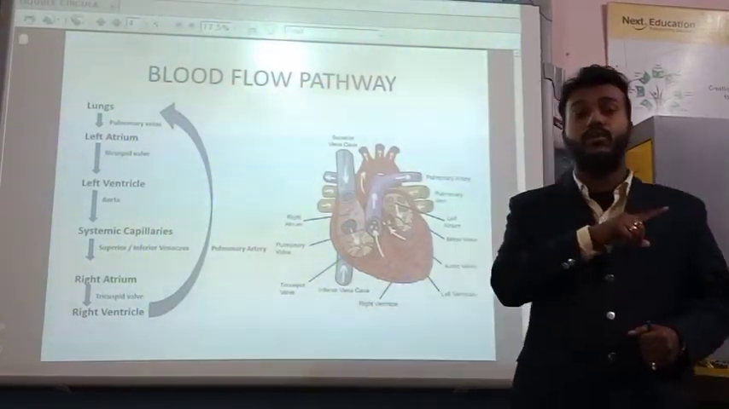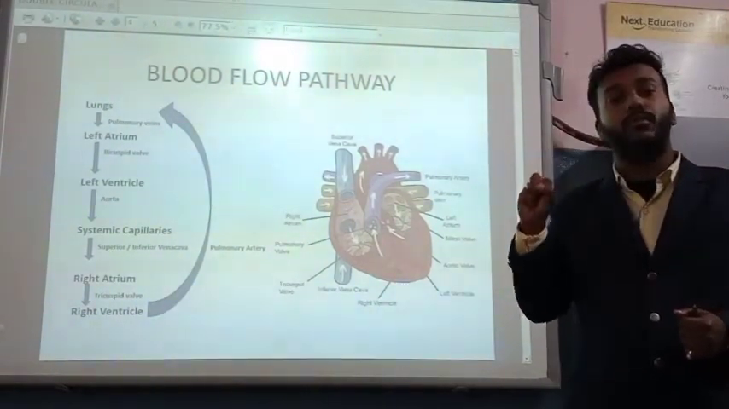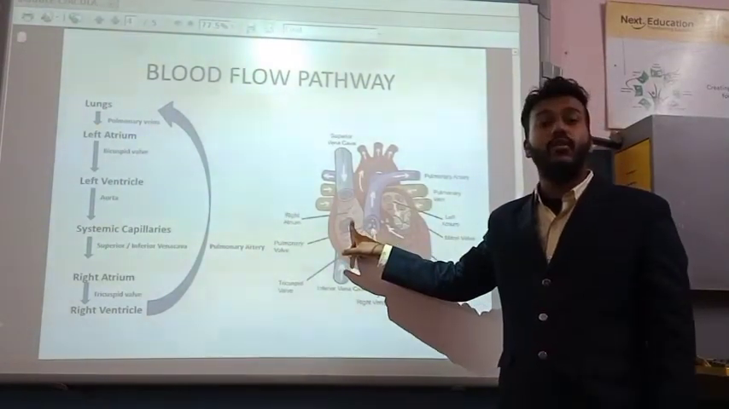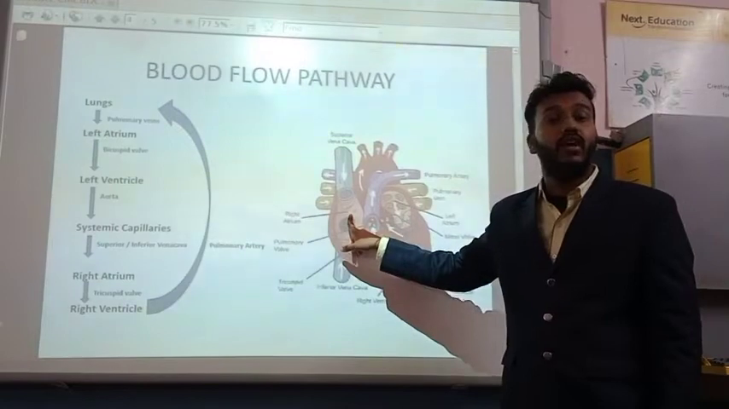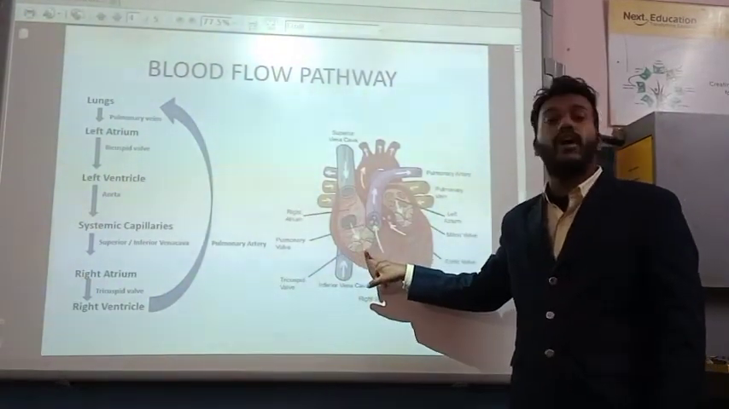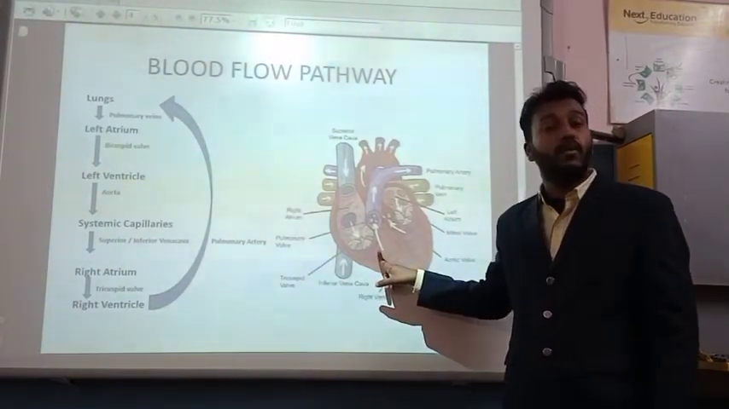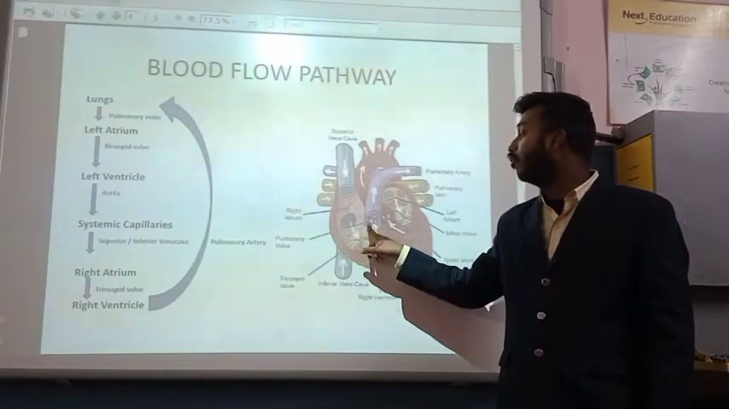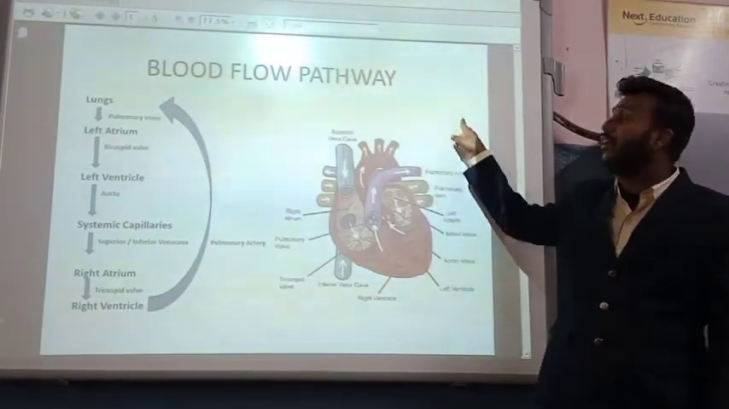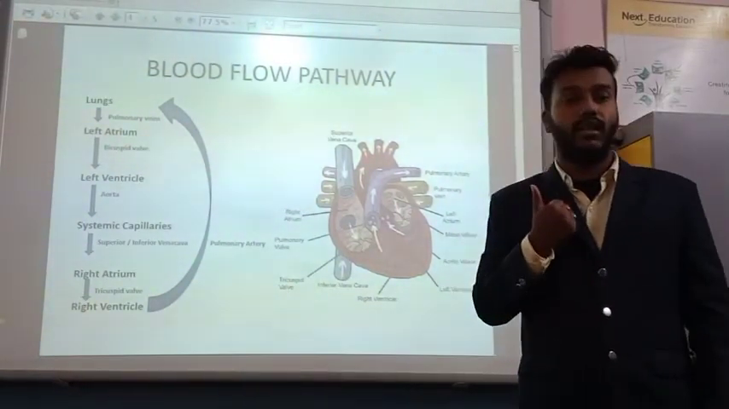From the body tissue side, the carbon dioxide rich blood is brought by the vena cava and allowed to enter into the right atrium of the heart. From the right atrium, it is diffused to the right ventricle. From the right ventricle, the deoxygenated or carbon dioxide rich blood is drawn out through the pulmonary artery, and finally it reaches the lungs, in the same pathway that was followed by oxygen.